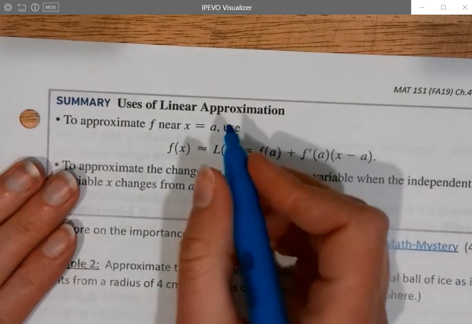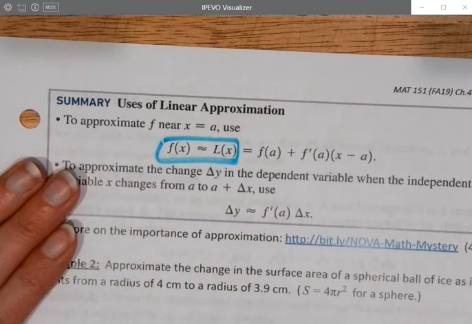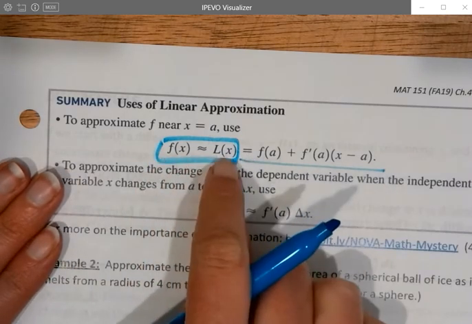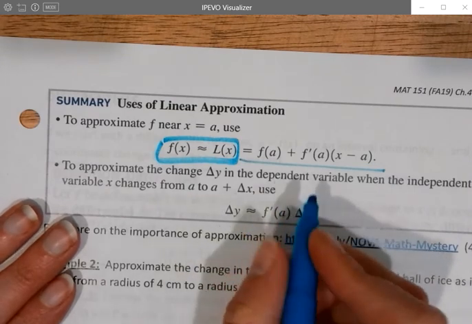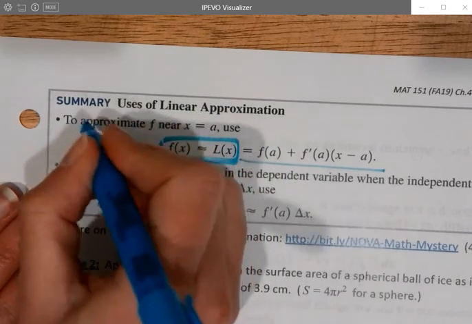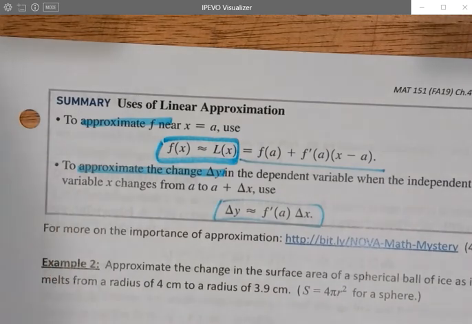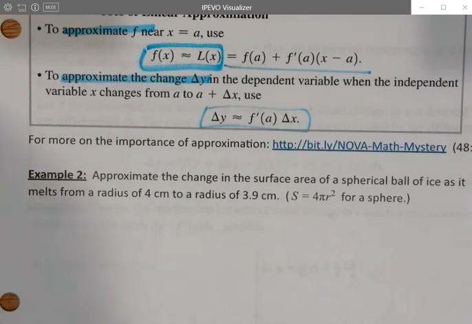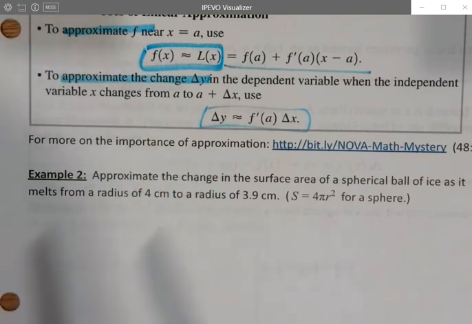Sometimes, like I said, we want the full linear approximation function, and we use that to approximate an f of x value, like we did before. Sometimes instead of approximating the function value, you just want to approximate the change in y, in which case I would just use that last statement: the change in y is approximately equal to the derivative at a times the change in x. There is a cool video with some information about the importance of approximation in some real-world contexts, if you want to check that out.